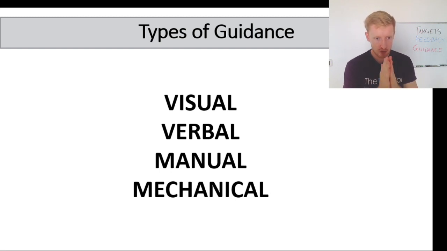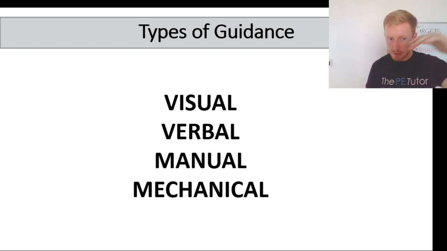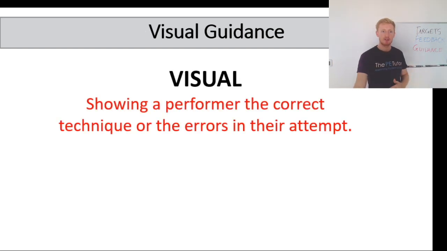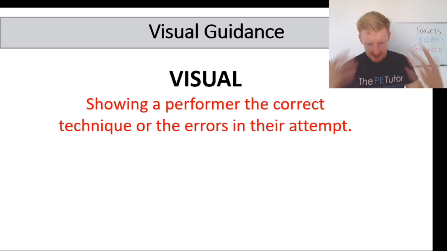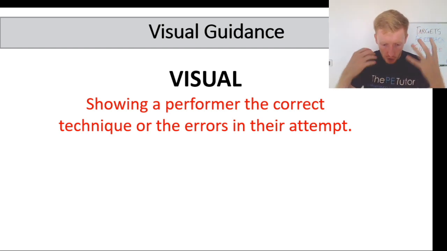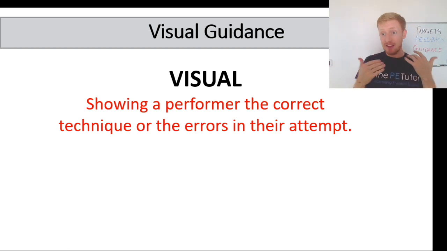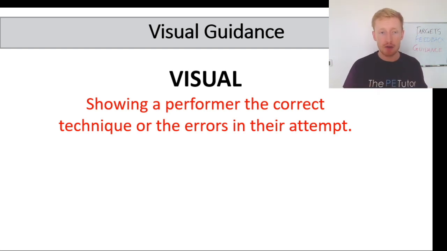Visual, verbal, manual, mechanical. Now you're probably already thinking visual, fairly self-explanatory, verbal, fairly self-explanatory. The tricky ones to remember really are manual and mechanical, but we'll go through each of them anyway, just so you're clear on each. So visual guidance, showing a performer. Showing. Now think about your senses, eyesight, teaching someone, coaching someone, using data that you can put through their eyes. Like this. Now you can see me, you can see the slides, you can also hear me. I hope you can anyway, but that's our verbal.